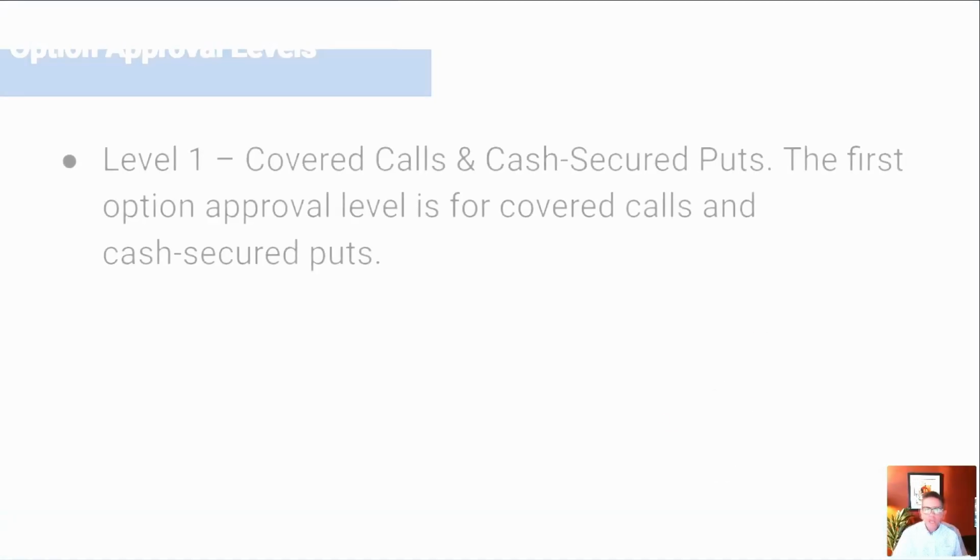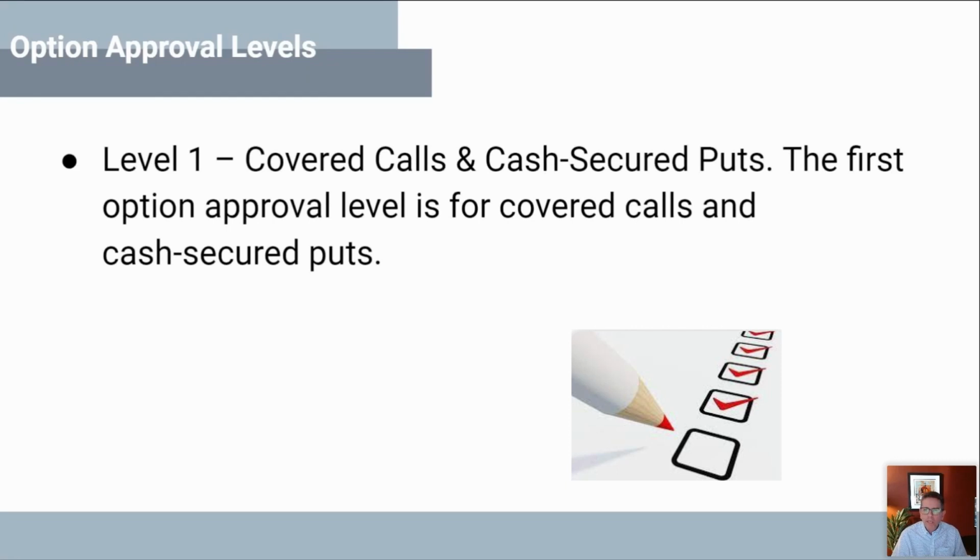Level 1 is the first and most basic level. At this level, you're allowed to do covered calls and cash secured puts. A covered call is when you already own a stock and you sell an option against it. This allows you to make extra money if the stock doesn't go up too much. A cash secured put is when you sell a put option and have enough money in your account to buy the underlying stock if it gets put to you.